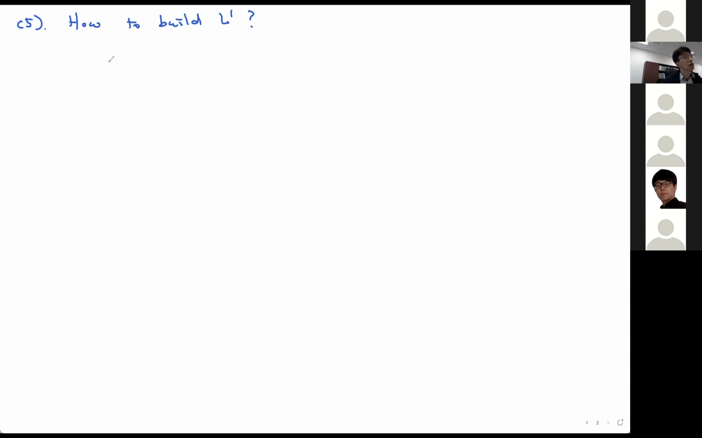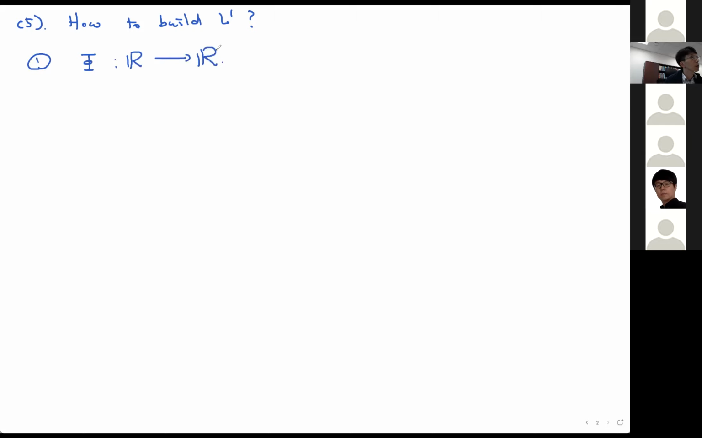So now the question is how to build L prime in such a way that what we are doing is still related to the original L that we discussed so far, the original empirical risk minimization. At the same time, it should be computationally easy. So here's a recipe. The recipe uses a function v that goes from the real numbers to the real numbers.